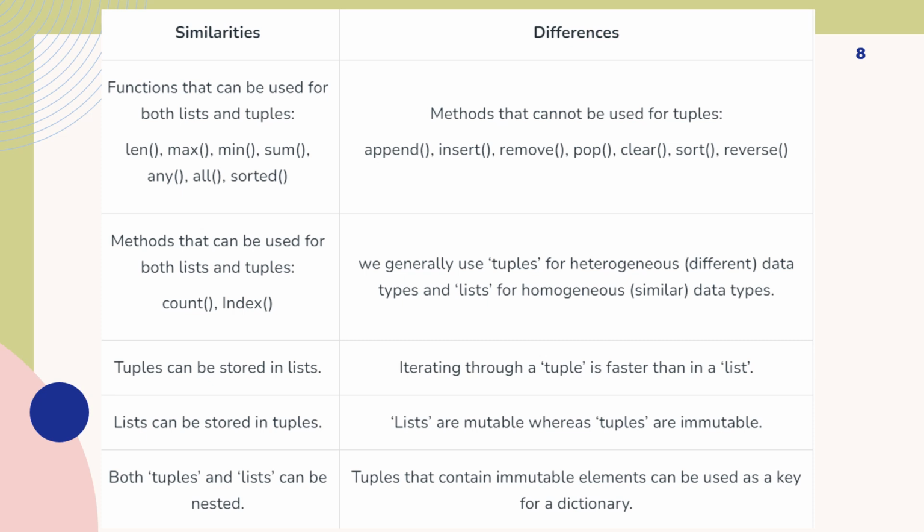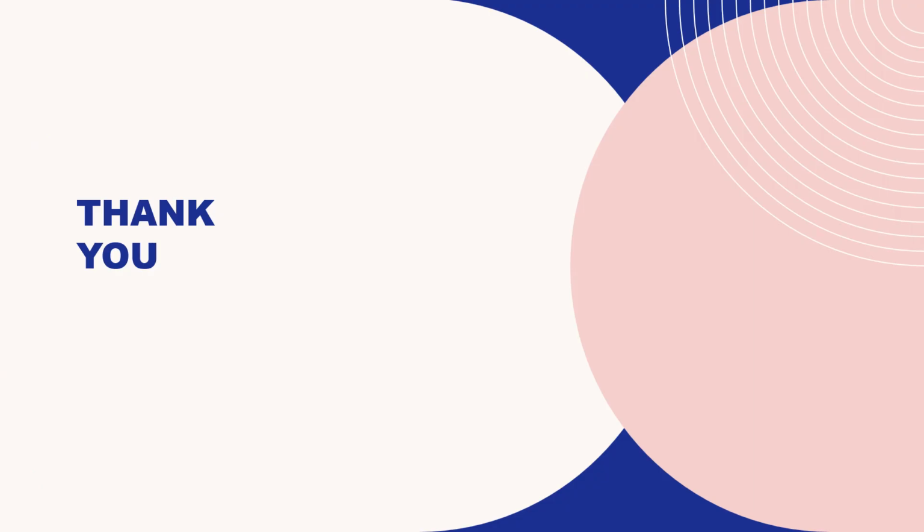Coming to the differences, tuples are mostly used for heterogeneous data, and lists are used for homogeneous data. Iterating a tuple is faster than iterating a list, and this is the most important point. Lists are mutable, but tuples are immutable. Tuples contain immutable elements, so they can be used as a key for a dictionary pair. That's all about this. Thank you.